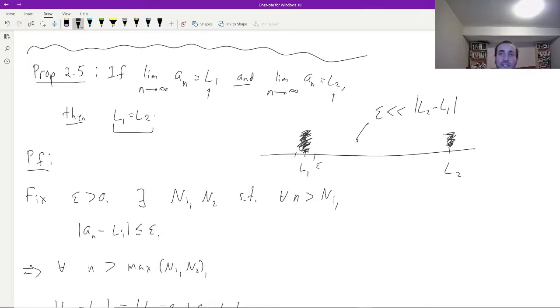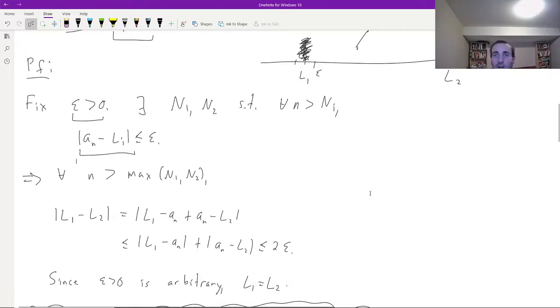So let's do that. Let's fix some epsilon greater than 0, and I'm not going to make it small to begin with. I'm just going to say some epsilon. By the definition of the limit, there exists some number big N1 and some other big number big N2, so that for all n bigger than N1, respectively N2, |a_n minus L1|, respectively |a_n minus L2|, is less than or equal to epsilon. So this is saying that for any distance epsilon, I can make sure that a_n stays within epsilon of L1, and also that it stays within epsilon of L2. So for all n bigger than the maximum of these two numbers, and that's really a natural number, right? It's not infinity, because there are only two of them.